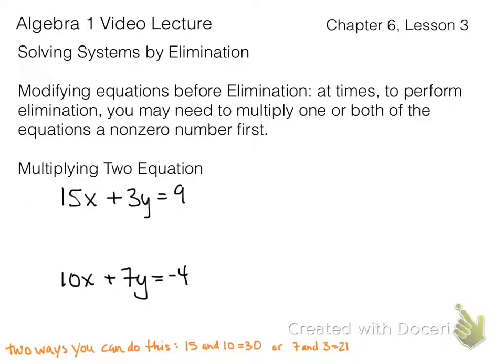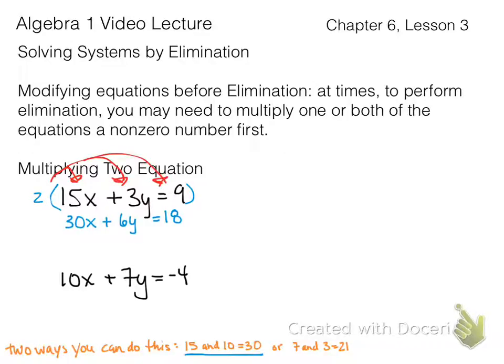So I'm going to multiply this top one by 2, because if I'm trying to get 30, 15 times 2 is 30. So distribute, I'm going to get 30x plus 6y equals 18, because you distribute, right? Oops, that doesn't look good. Distribute. There we go. That's how I did it.